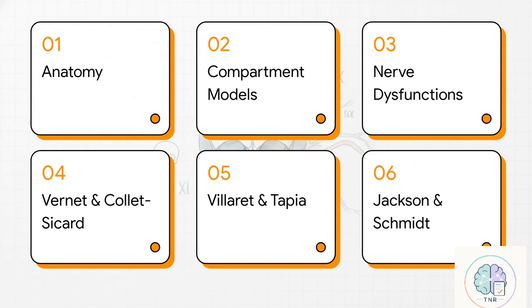Okay, let's dive into this. Here is our architectural floor plan for today's explainer. We'll start with the anatomy of the jugular foramen, then compartmentalization models, cranial nerve dysfunctions, Wernicke and Collet-Sicard, Villaret and Tapia, and wrap up with Jackson and Schmidt syndromes.